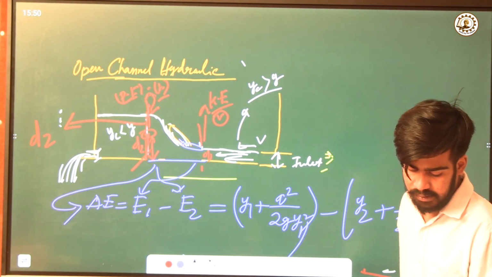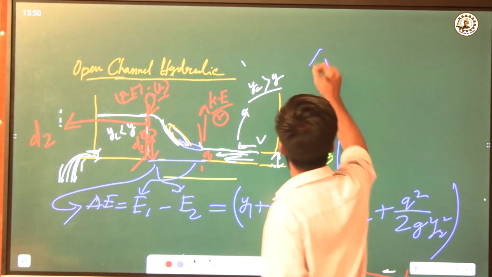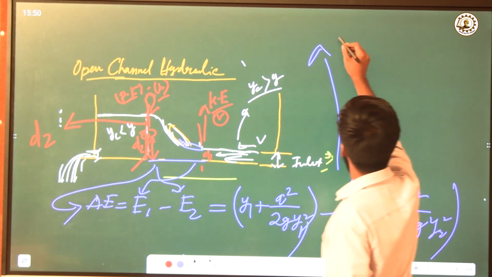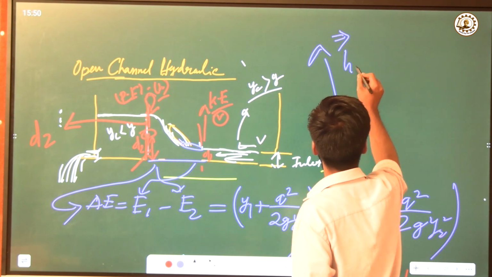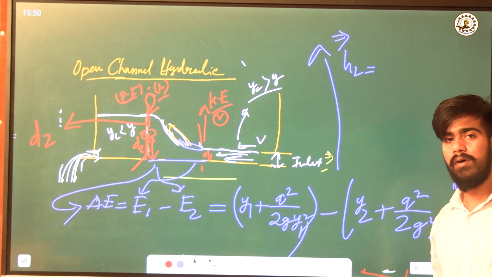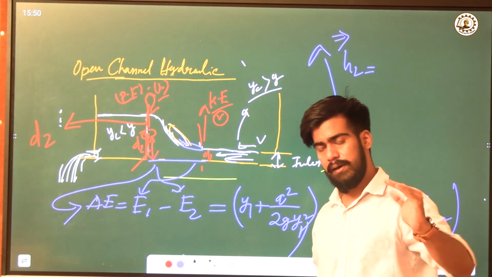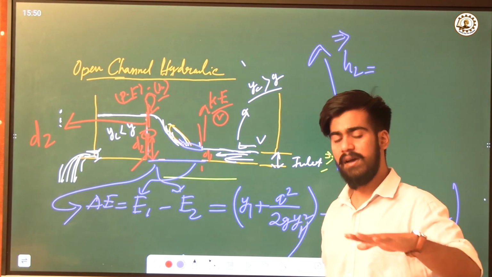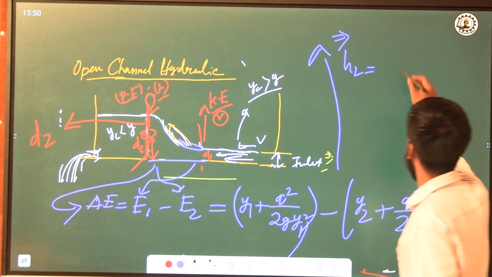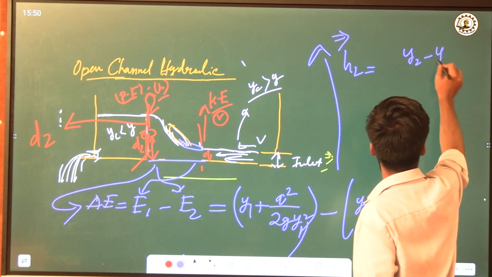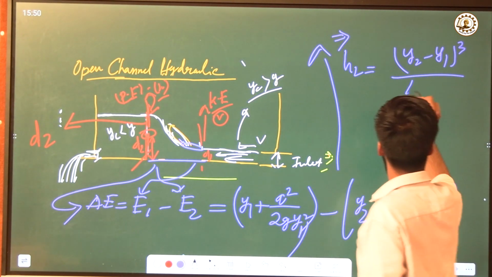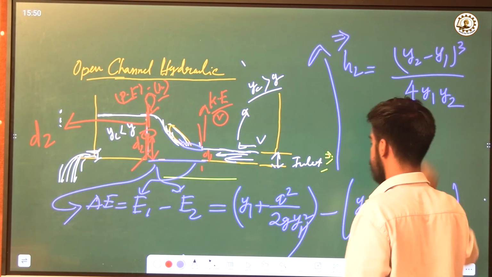So if we analyze this further, it will give an equation for HL. I am not doing the derivation here. I will provide PDF notes at the end of the section of the YouTube video, so you can see the calculation. So the ultimate value of the head loss will be y2 minus y1 whole cubed, by 4 into y1 y2.